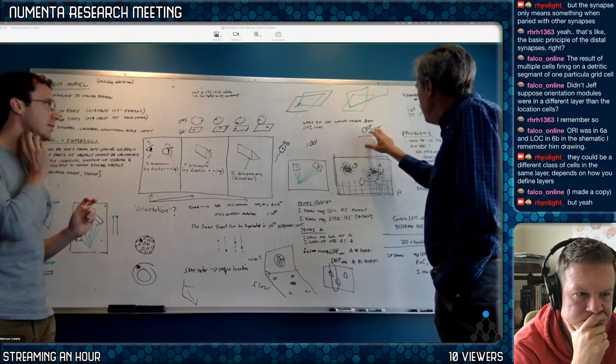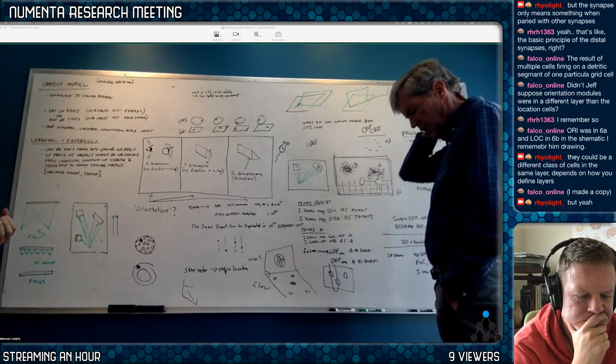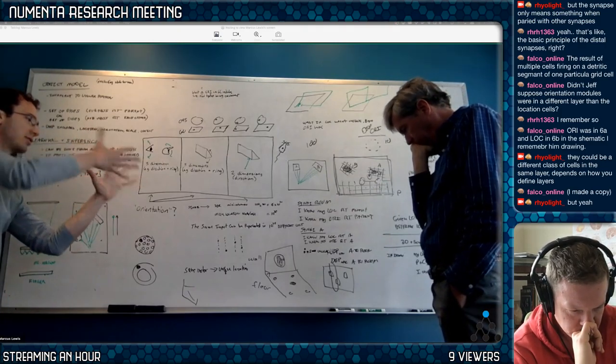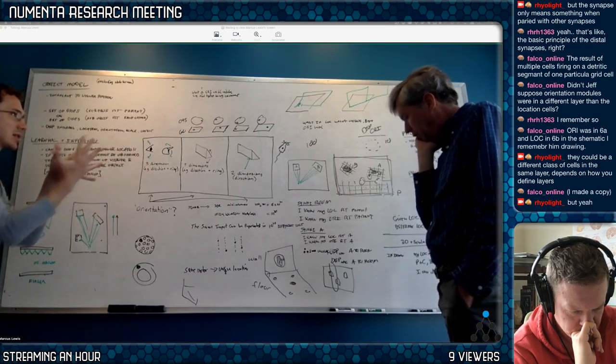But why can't I have this? Why can't I have this as many as I want here? I have 10 of these and 100. I mean, because I'm taking advantage of grid cell firing fields landing on each other. Yeah. And that only happens in special circumstances. Well, why do we need to take advantage of that?